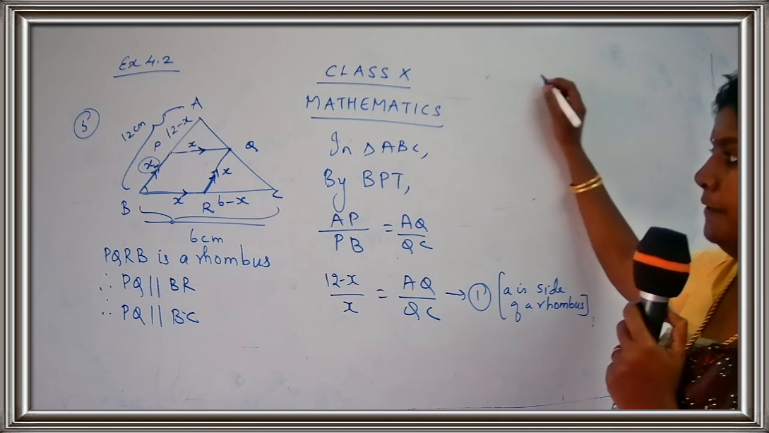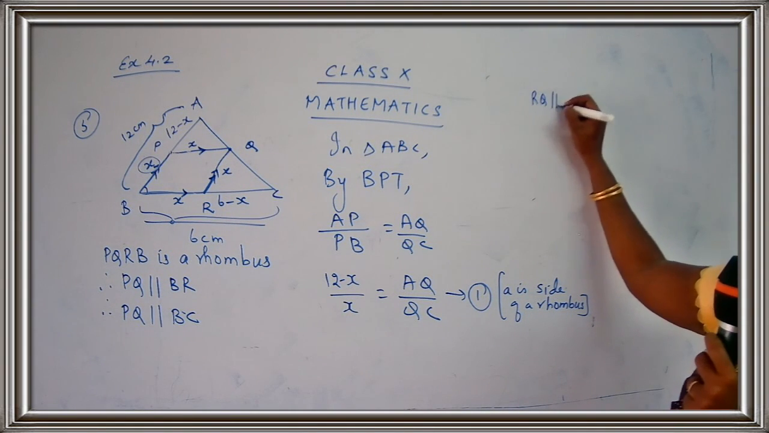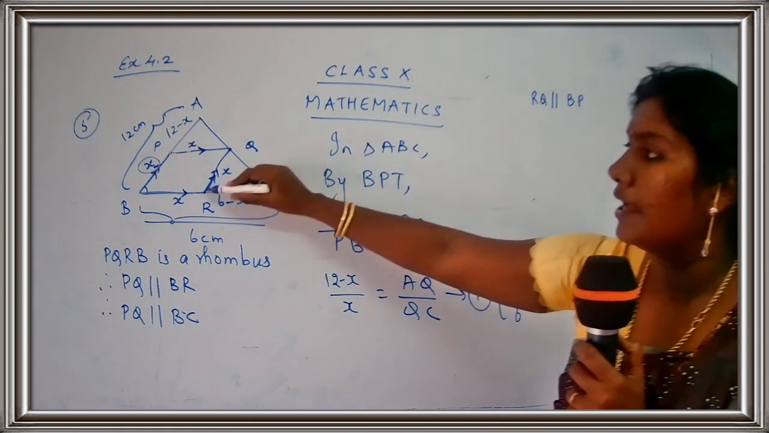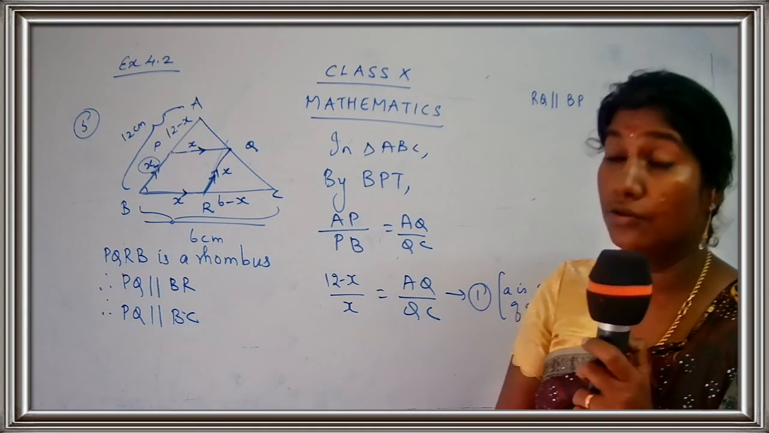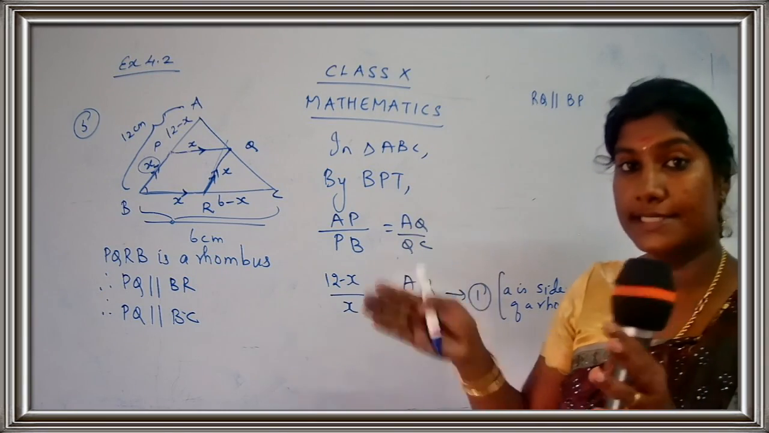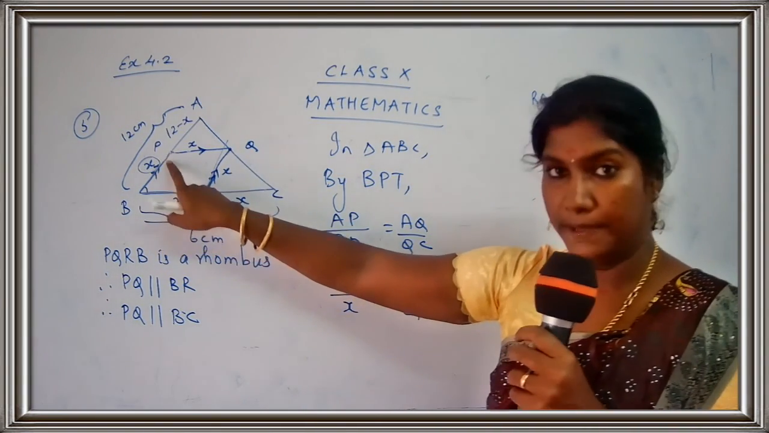I'll just mention here, RQ is parallel to BP. Do you agree with this? RQ is parallel to BP because we are using the properties of a rhombus. What is the property we are using here? The opposite sides are parallel. So RQ is parallel to BP.